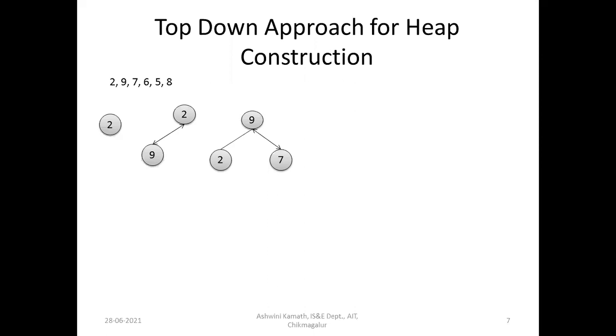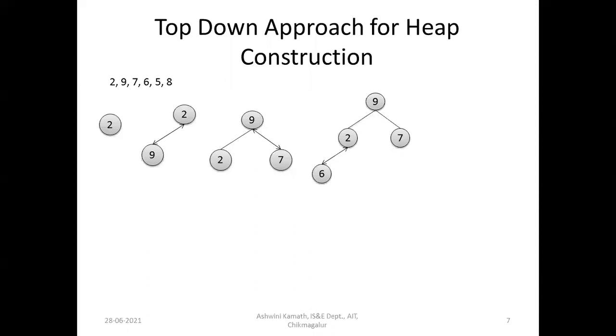After that, insert the next node into the tree, that is 7. Check with its parent node: 7 and 9. 7 is lesser than 9, so need not change anything. It's a heap. Next, insert the next number into the tree, that is left of 2. You insert the next number 6.